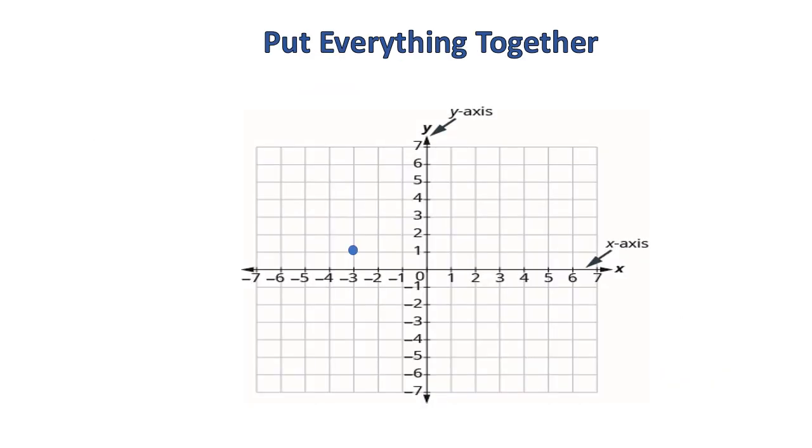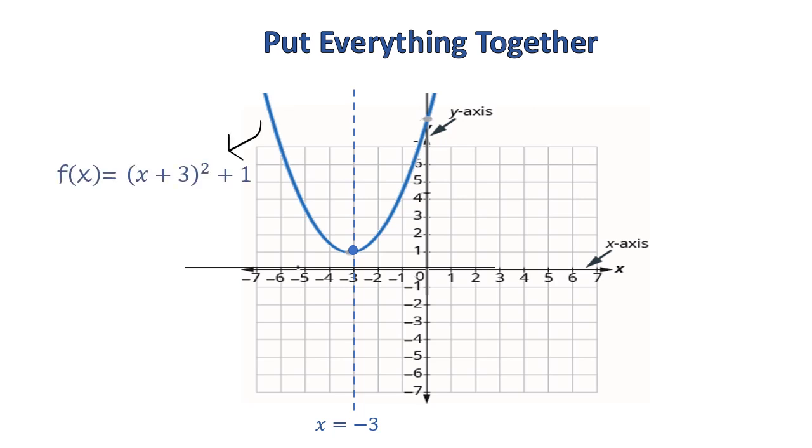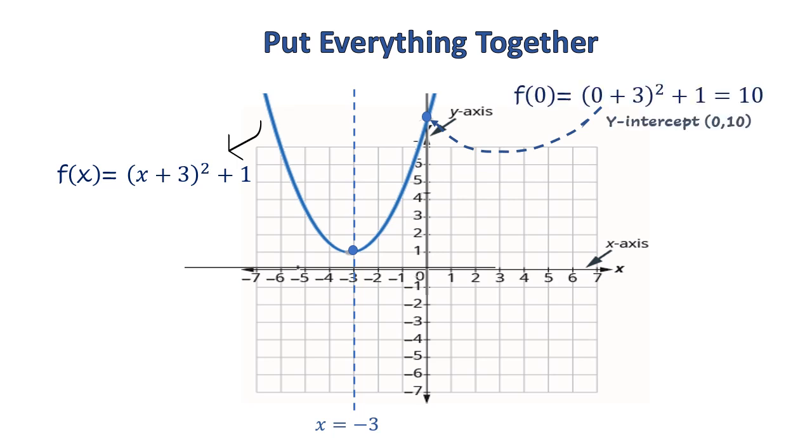Let's put everything together. So this is my vertex, (-3, 1). Now we need the y-intercept. And the axis of symmetry is x equals -3. And the y-intercept is (0, 10). Now the domain is -infinity to +infinity, and the range is 1 to +infinity.